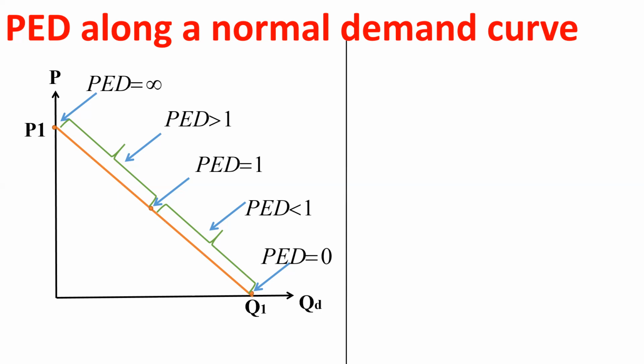Why is that? When the price of a commodity is comparatively low, people don't care, even though the price is doubled. Right? And this you have to explain: why elasticity is elastic at the higher range and inelastic in the lower range.